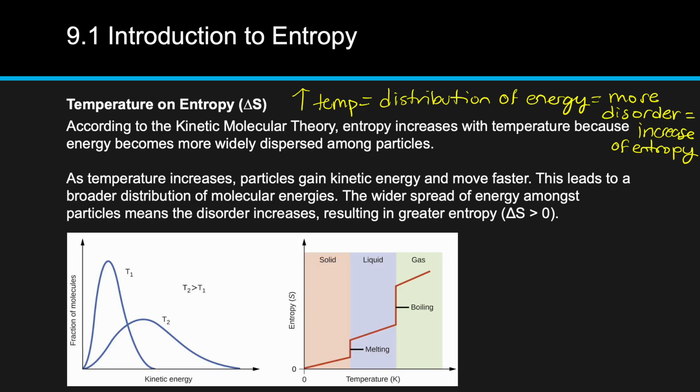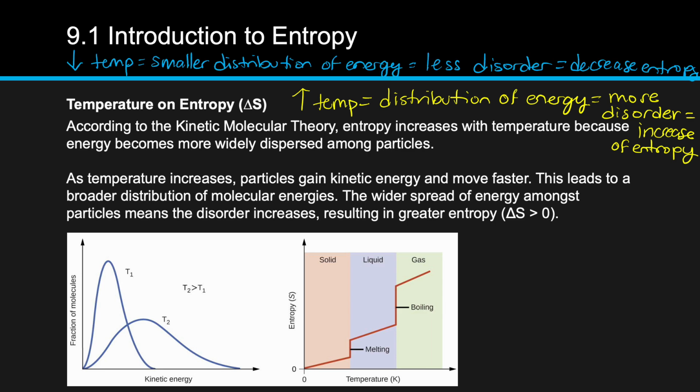So the main trend we want to get from temperature is that as we increase temperature, we are increasing the distribution of energy in that sample, which means we have more disorder, which would be an increase of entropy. And then if we were to decrease temperature, that means we're going to have a smaller distribution of energy, which means more order or less disorder, and that is going to decrease entropy.